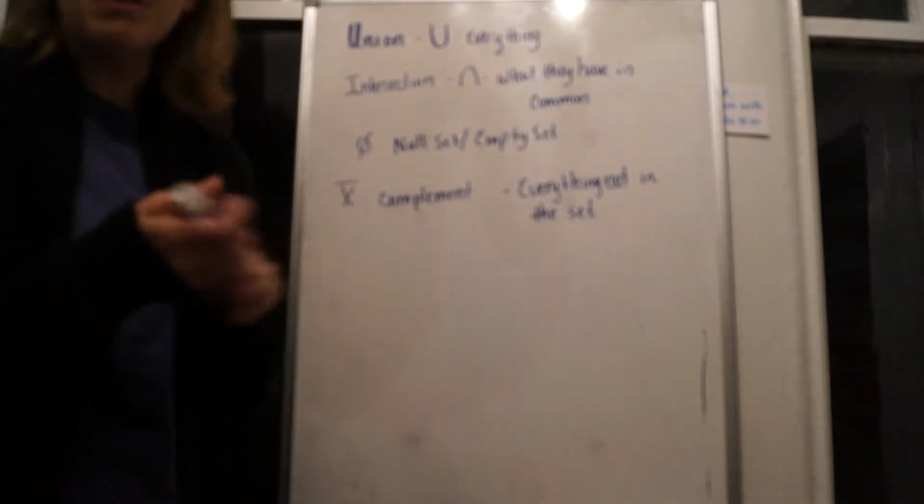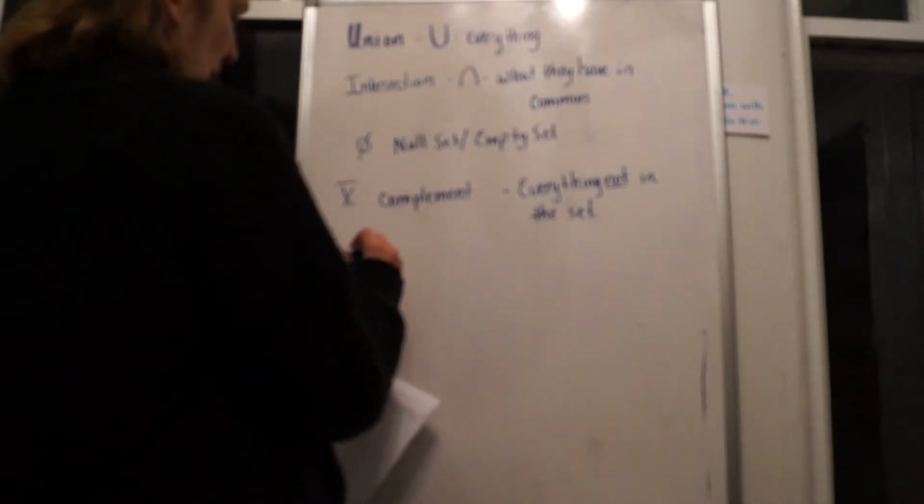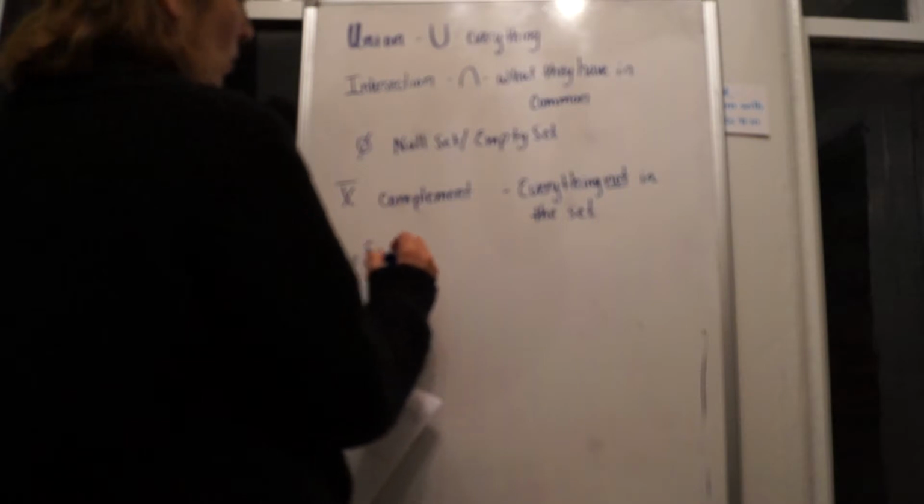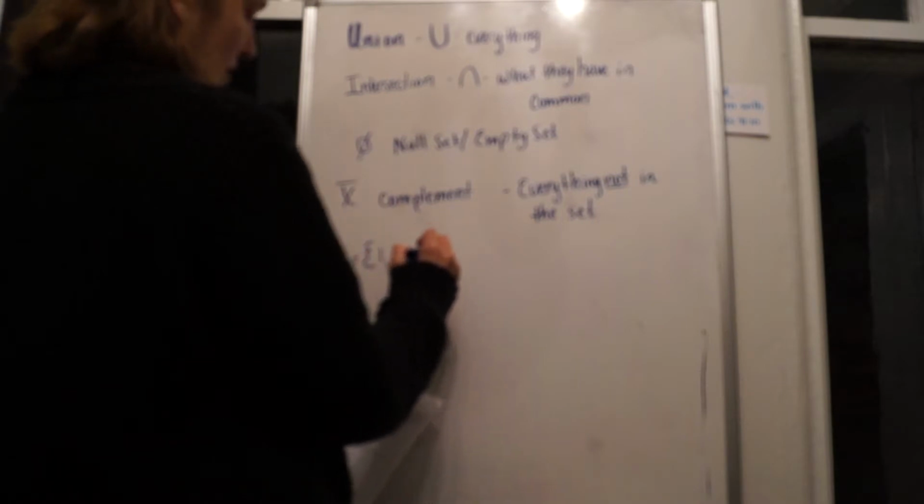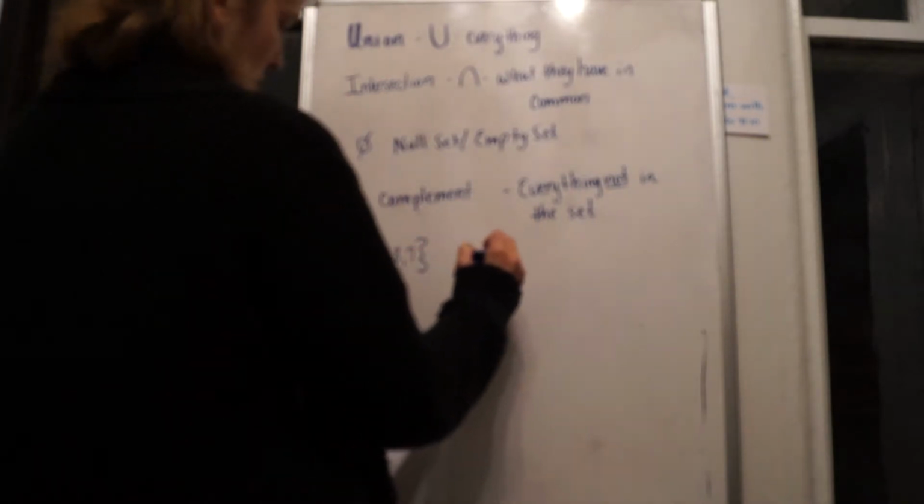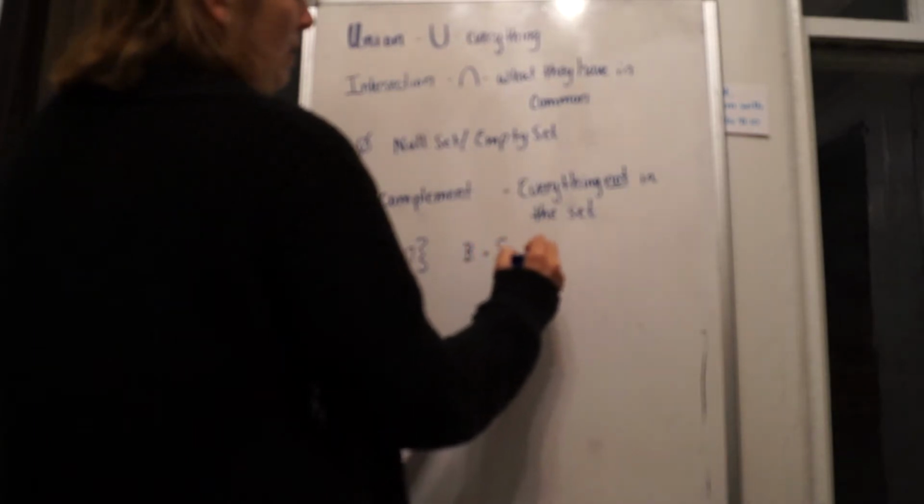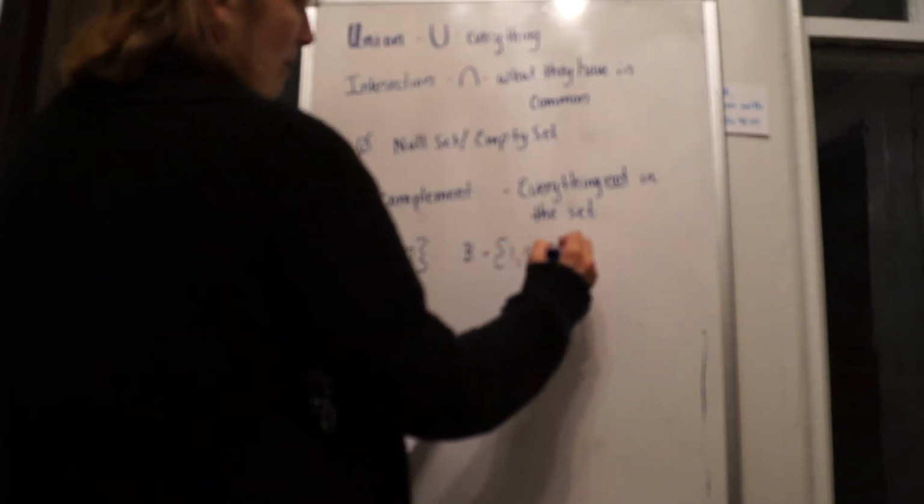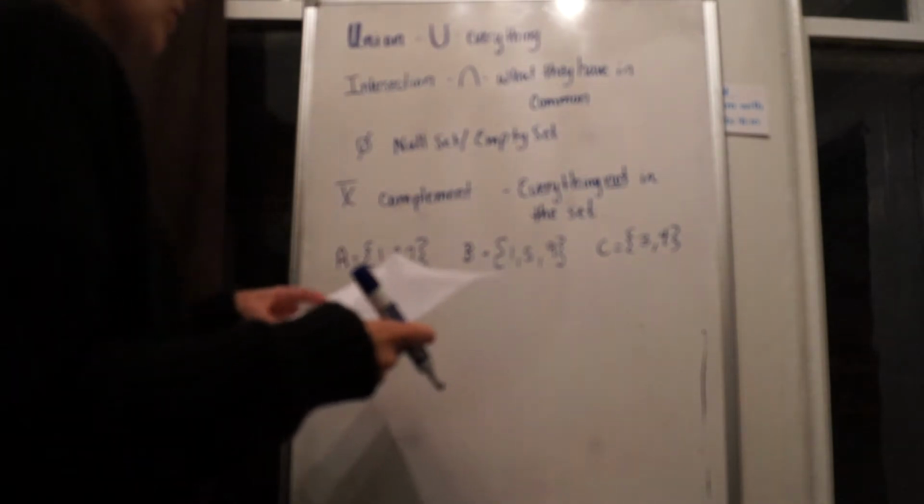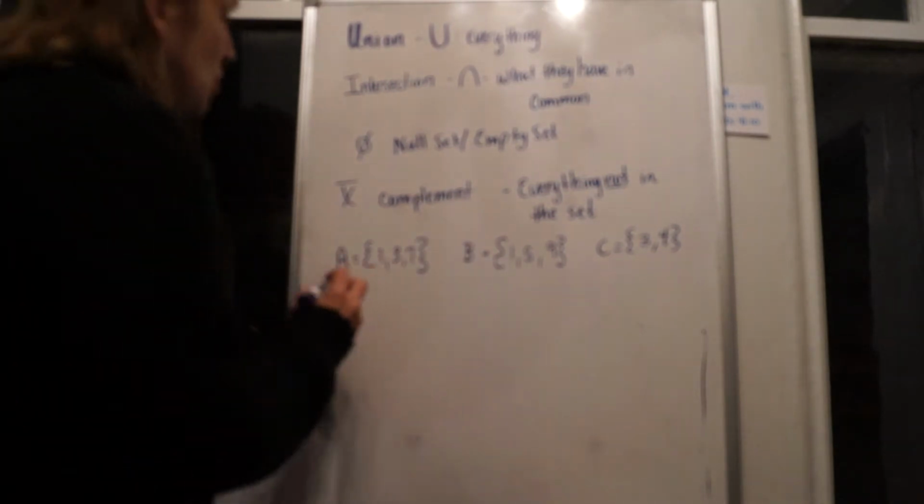So I'm going to do a couple of examples, short ones, because I don't want to be doing this all night long. So A, I'm going to call it 1, 3, and 7. Set B, we'll say is 1, 5, and 9. And then set C, just 3 and 4. So we have our three sets. First thing I want to find is their union.